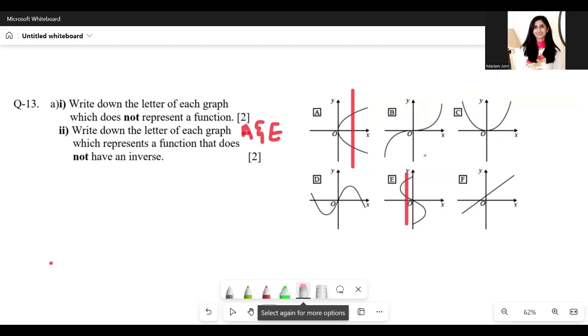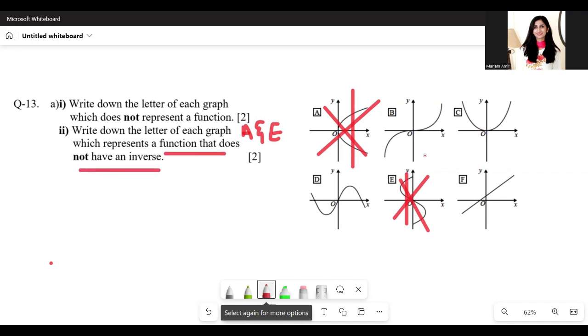Okay. Second part is write down the letter of each graph which represents a function that does not have an inverse. Before you start part 2, remember that now you're not going to consider part A and part E at all because they are not functions to begin with. So now we do the horizontal line test to check if the function has an inverse or not. And we're looking for a function that does not have an inverse. Okay. So horizontal line test passes because there's only one point of intersection between the horizontal line and the graph. So this will have an inverse.